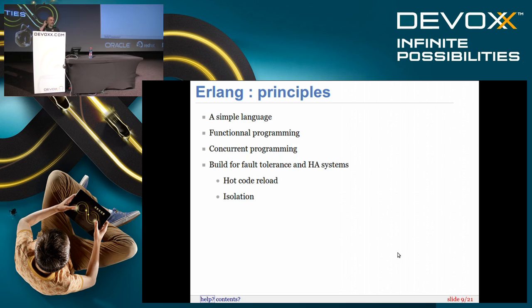So, here let's go with the principles. How did they manage to do something that succeeded in those really hard problems? First, they had 4 points, in my point of view. It's a simple language. They use a lot of functional programming. They use concurrent programming with processes. They can create a lot of processes. And there is isolation, as we'll see.